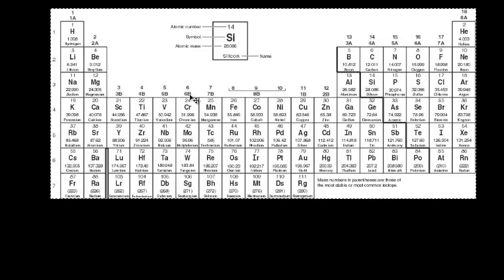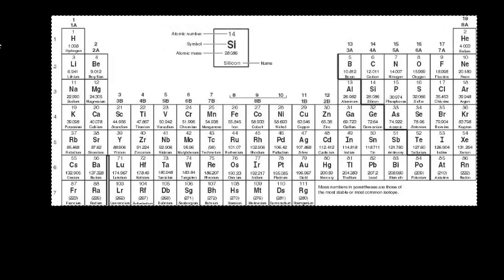One of the first things to remember is, what is the name of these rows and columns? So what is this vertical column called? That is a group. The up and down is called a group. And then for the side to side, what is that called? It's called a period. So this is period 1, period 2, period 3. This is group 1, group 2, group 3, group 4.